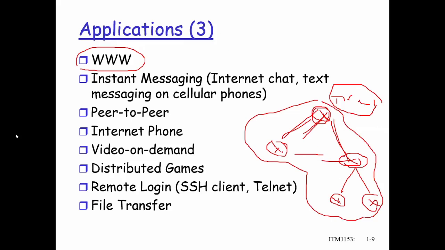So tier 1 providers connect to tier 2, and tier 2 providers connect to tier 3. That is the organization. Usually we take the service from the tier 3 service providers.